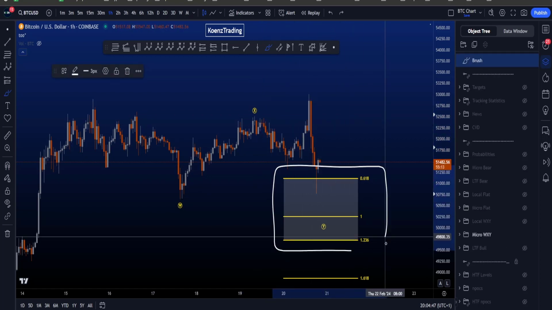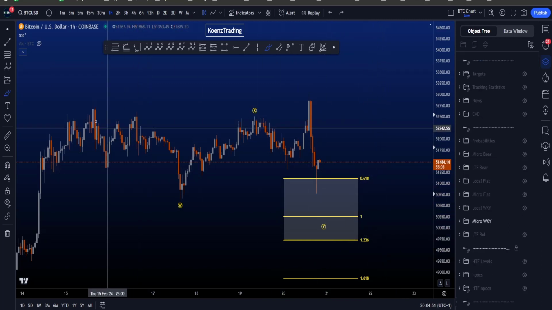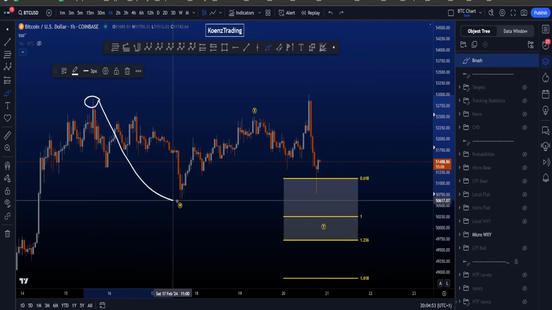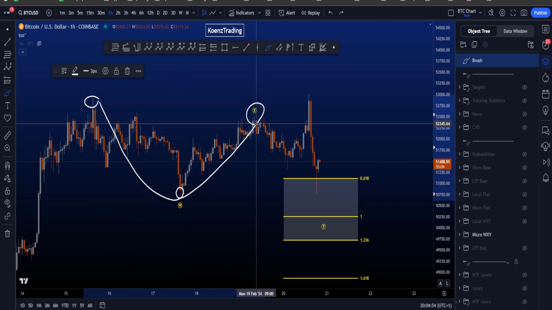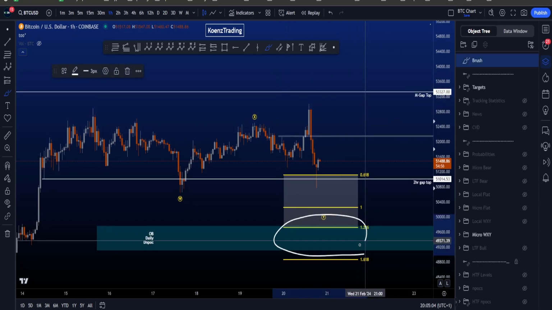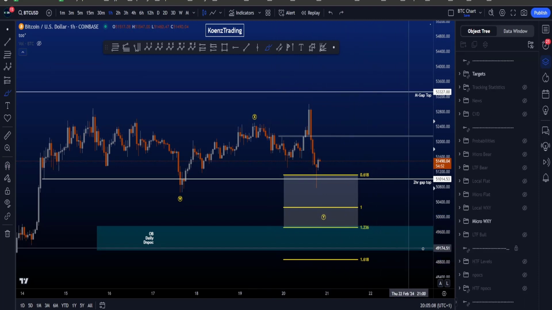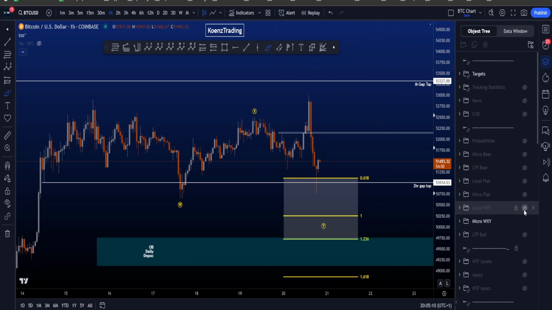The common target area for a wave Y is between the 0.618 and the 1.236 trend-based fib extension, taken from the high to the low of W to the high of wave X, giving you a target area between 51.1k and 49.7k, which is also a nice confluence with the target box we have over here, and the 1.618 is a less common target for a wave Y.